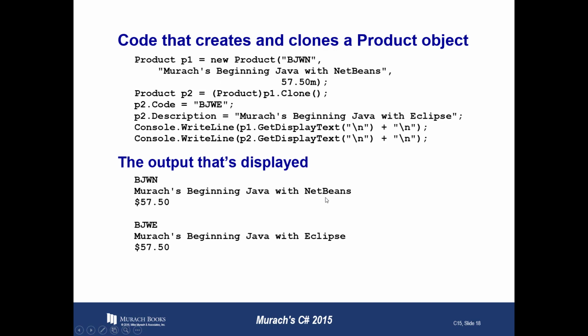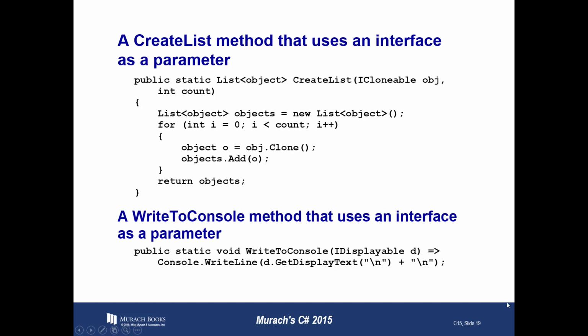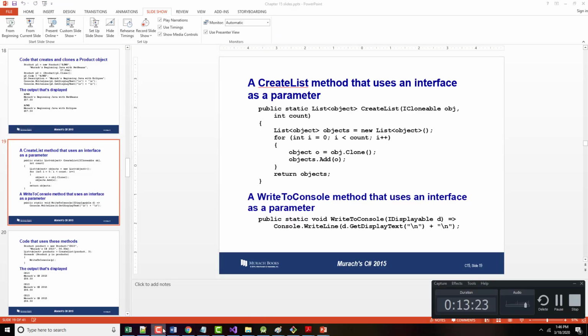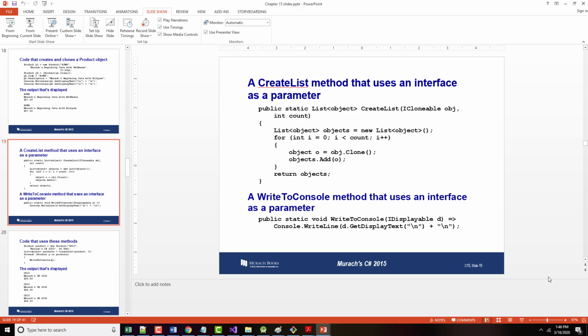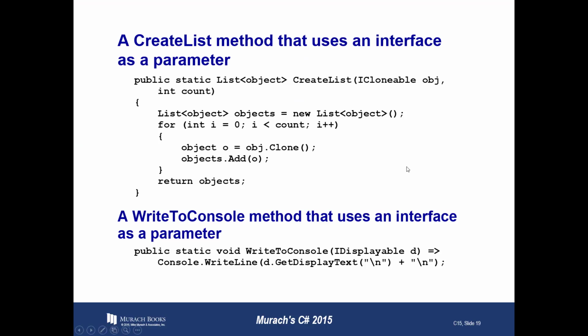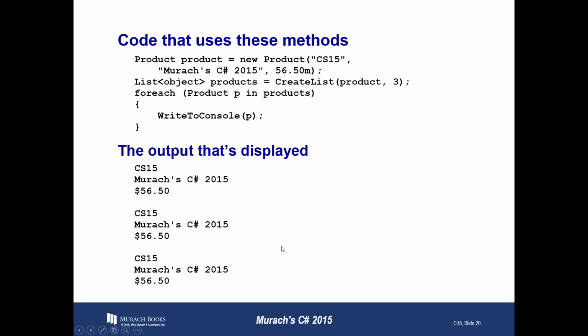Here's some code that's shown here that both creates and clones a product object. So here's the first one. Here is the second one. A CreateList method that uses an interface as a parameter, so this stuff can be passed in. Here's another one. And there's code that uses those methods.